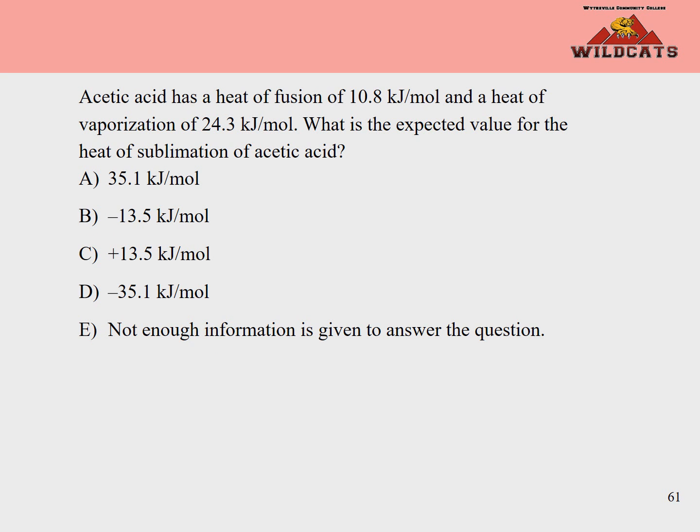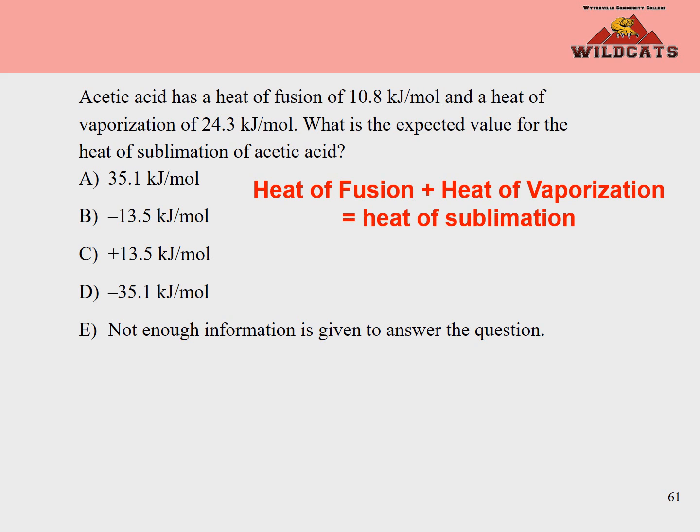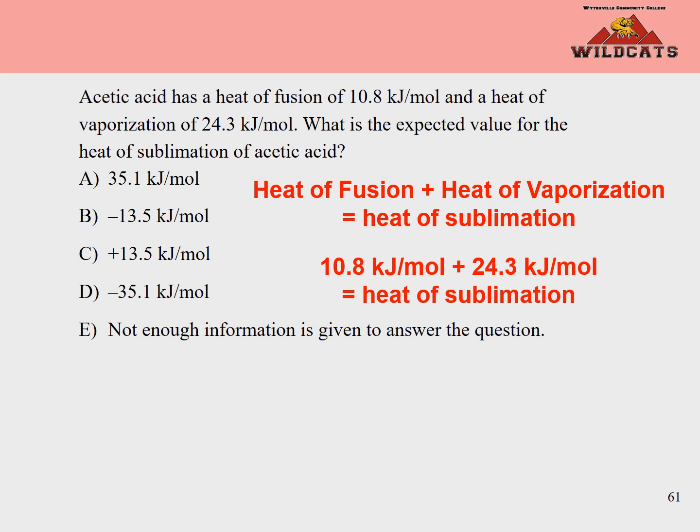So we've got acetic acid has a heat of fusion of 10.8 kilojoules per mole and a heat of vaporization of 24.3 kilojoules per mole. What's the expected value for the heat of sublimation? So the heat of fusion plus the heat of vaporization equals the heat of sublimation. And so we would just add the two together and we'd end with 35.1 kilojoules per mole.